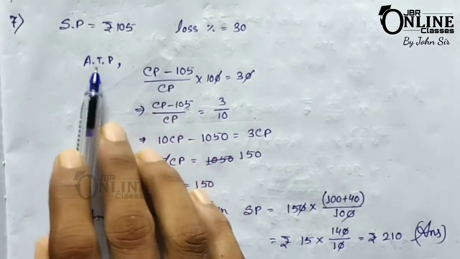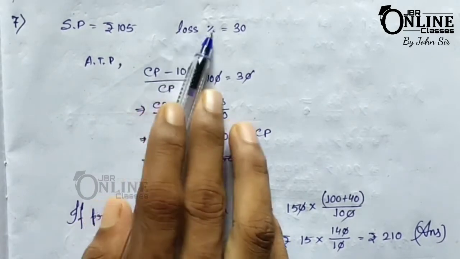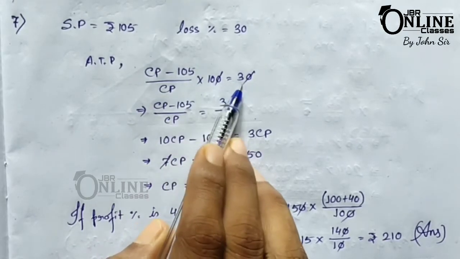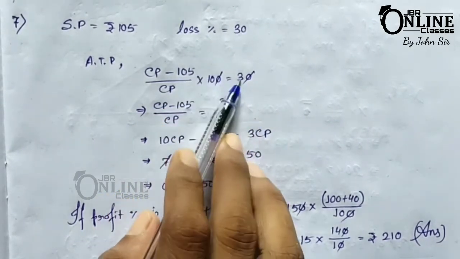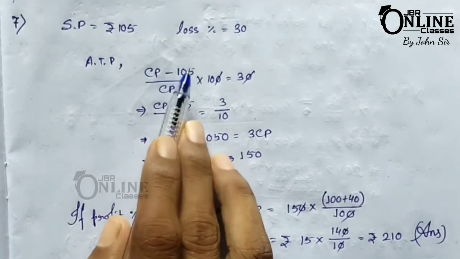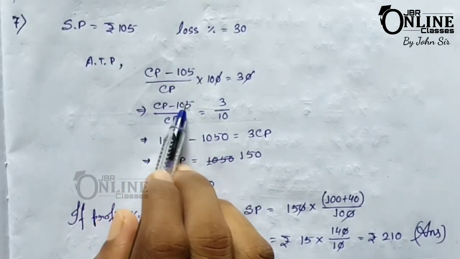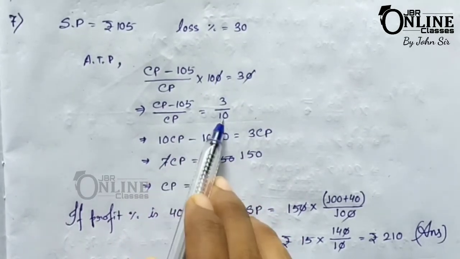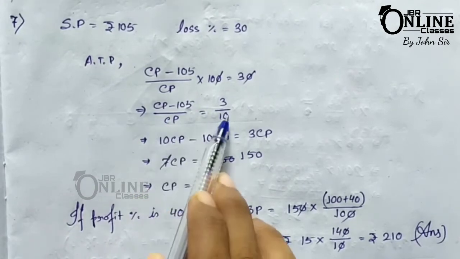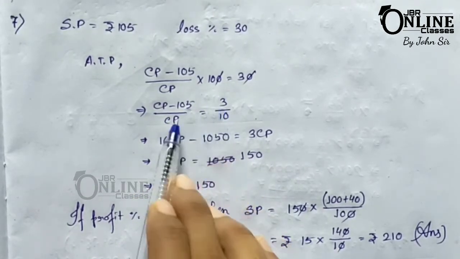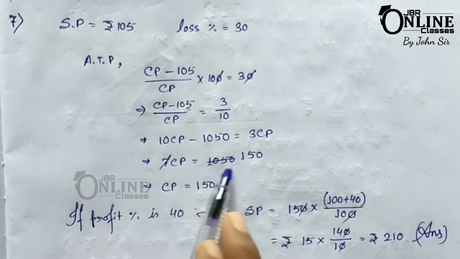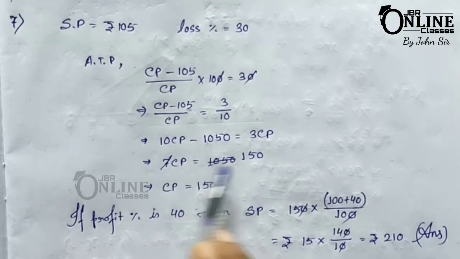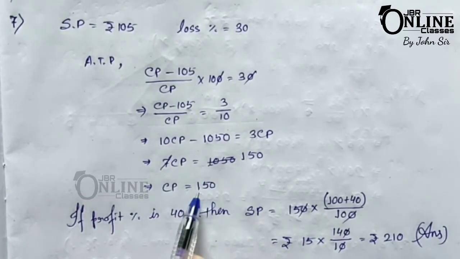So here, according to the problem, the formula of percentage of loss equals (CP minus SP) by CP into 100, and that equals the percentage of loss, which is 30. It's given. So here CP minus 105 as the SP. So (CP minus 105) by CP, here the zeros cancel out, so 3 divided by 10. Now if you cross multiply, then 10 into CP, 10 CP, 10 into 105, 1050. Here 3 into CP, 3 CP. So here 7 CP equals 1050, so CP equals 150. That means the cost price equals 150.